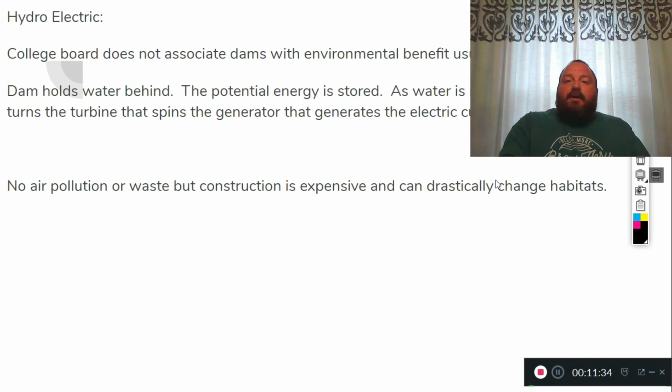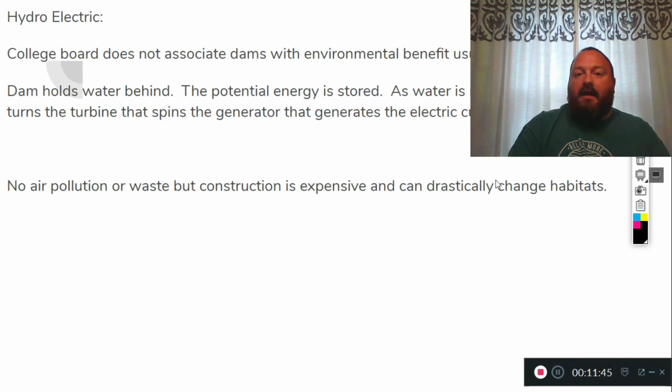Now, with hydroelectric, a lot of people associate all dams with being able to produce electricity. The majority of dams in the world are there for flood prevention. So they're there to hold water back and slowly release it in times of heavy rainfall. That way it regulates stream flows.